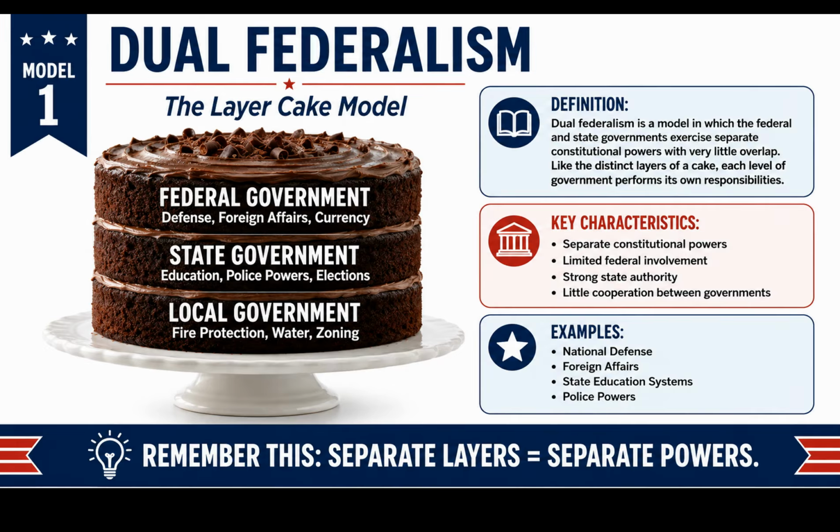Each layer remains separate. Early in American history, the federal government focused on responsibilities such as national defense, foreign affairs, and printing money. State governments handled issues like education, policing, and elections, while local governments provided community services such as fire protection and zoning. The one thing to remember is this: separate layers equal separate powers.